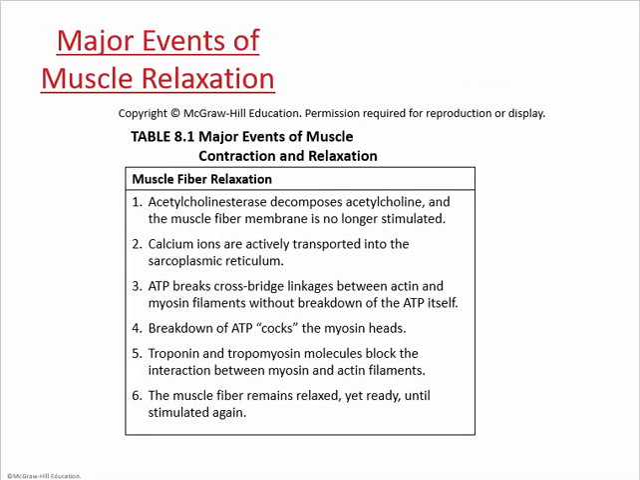Acetylcholine esterase gets rid of the acetylcholine. The calcium ions are transported back to the sarcoplasmic reticulum. ATP breaks the cross-bridge links. The troponin and tropomyosin block more interaction. The muscles relax, but are ready to be stimulated again.